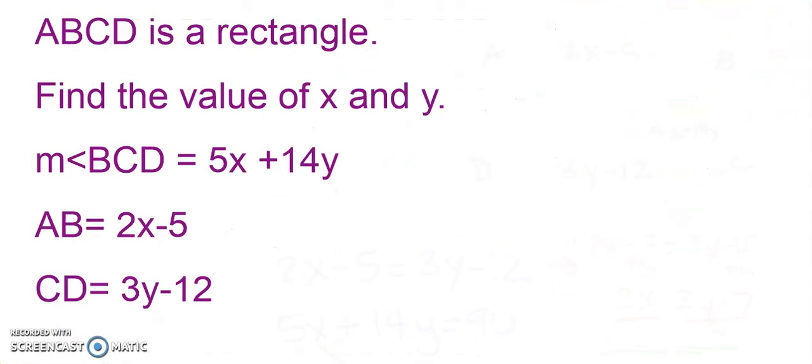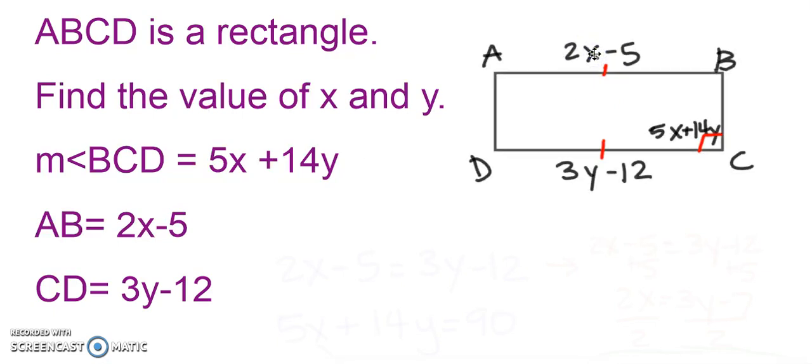Okay, so now we're going to do a problem with some algebra. So that was a coordinate proof. Okay, so then this is an algebra one. So what I've done first is I drew a diagram of a rectangle. I have ABCD as a rectangle, and so I wanted to draw that out and then label these things that they're giving me. So they gave me that BCD is 5x plus 14y, so BCD, 5x plus 14y.